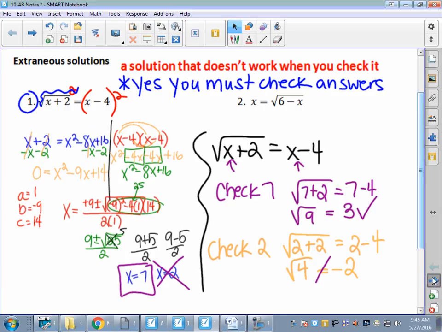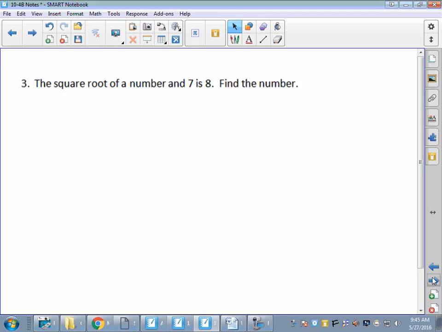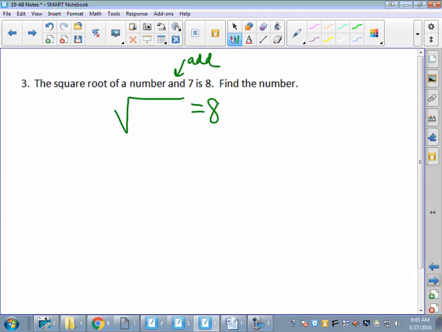So let's do one more. Let's skip this. Actually, let's write this word problem out. You can always do this. The square root of a number and 7 is 8. So I know is always means equals, right? So I know it's equals 8. The square root, this and is telling me that I'm going to add. So that's what my equation would look like for problem number 3.